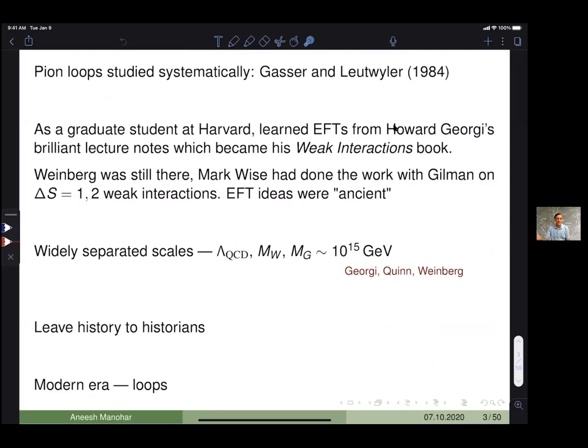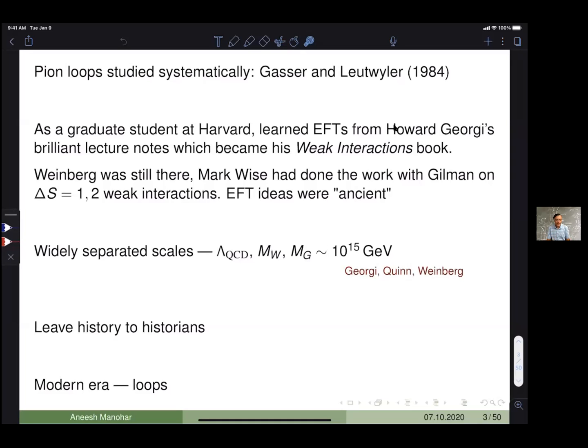As a graduate student, I learned EFTs from Howard Georgi's lecture notes. I think they're quite a brilliant set of lecture notes, which became his Weak Interactions book. And Steven Weinberg was still around, before he had gone to Texas yet. Mark Wise was there as a postdoc. And at least my impression was that what we consider modern EFTs were considered ancient standard stuff when I was a student, which we were all supposed to know and use. And so I'll explain some of the concepts.